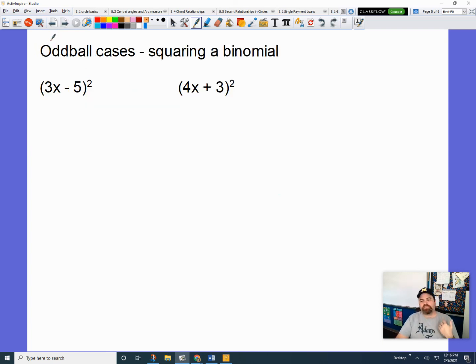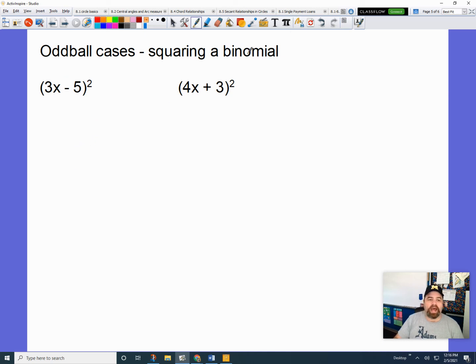Okay, so I threw these in here simply because I think you guys need to know what you're doing with these. They're not going to happen much, but when they do, people always screw these up. What most people do, this is wrong. Don't do this. They will square the 3x, so give me 9x squared, and they will square the 5 and tell me it's 25. That's wrong. That's not how these work.